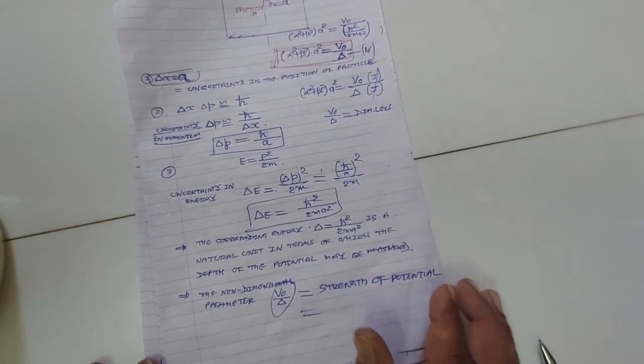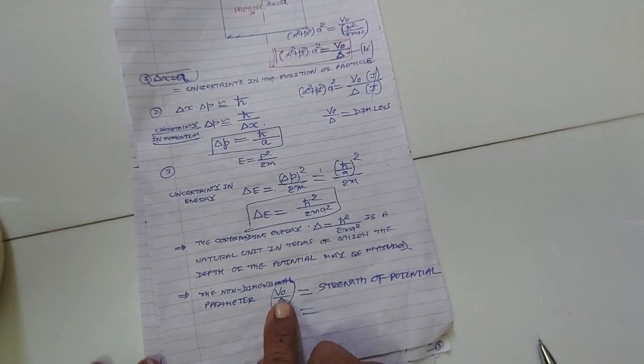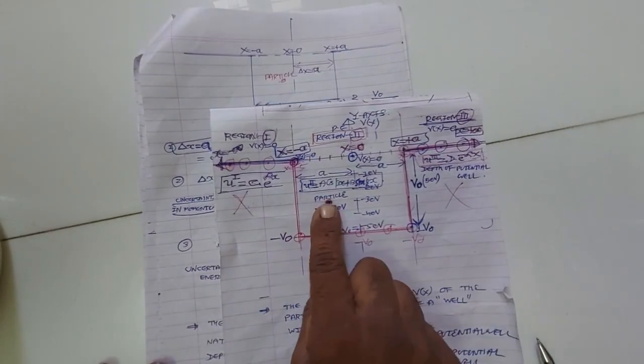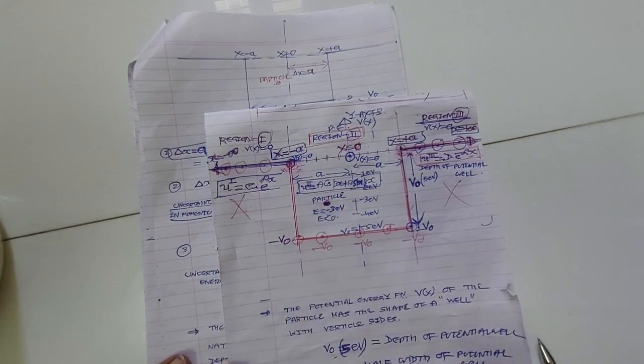So in the next lecture we will plot the graphs for different values of V0 upon delta, and we will find out the energy eigenvalues of the particle inside the square well. Thank you so much. We stop here. This is the end of lecture 12.